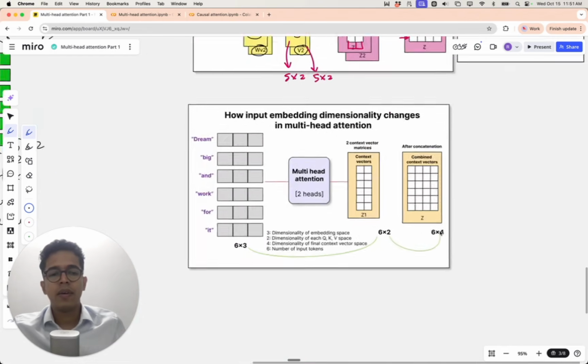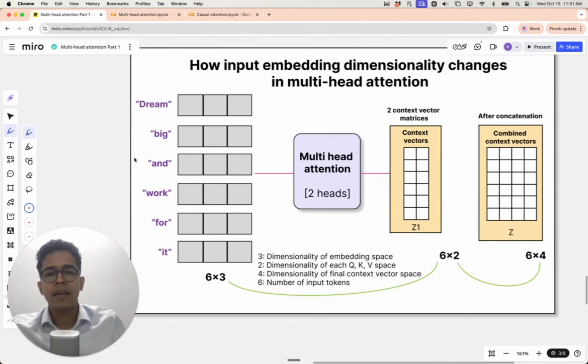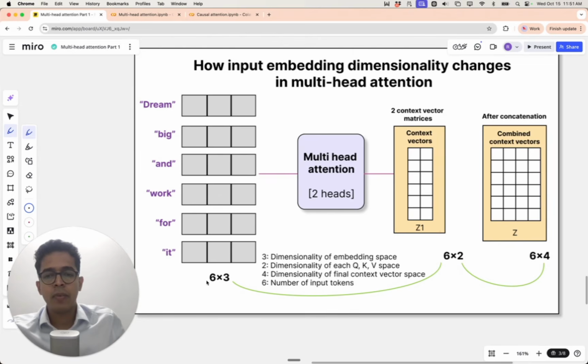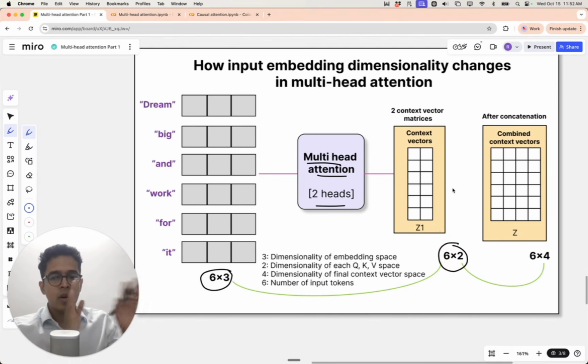So here, this one again shows the dimensionality. If your input is 6 by 3, let's say you have multi-head attention of 2 heads. The first output will be 2 context vector matrices, each of dimension 6 by 2. Then they will be concatenated to produce one context vector matrix of dimension 6 by 4.